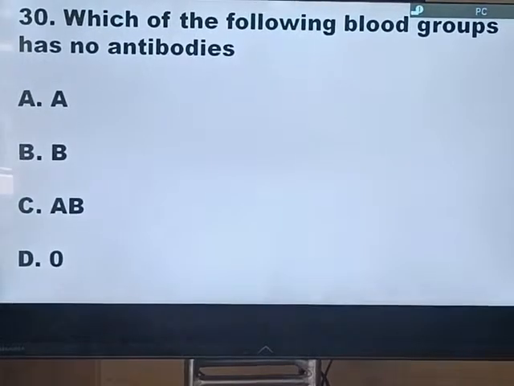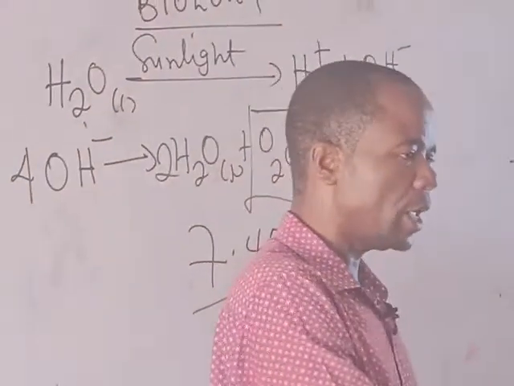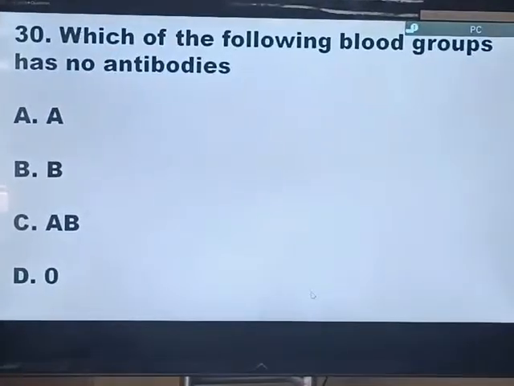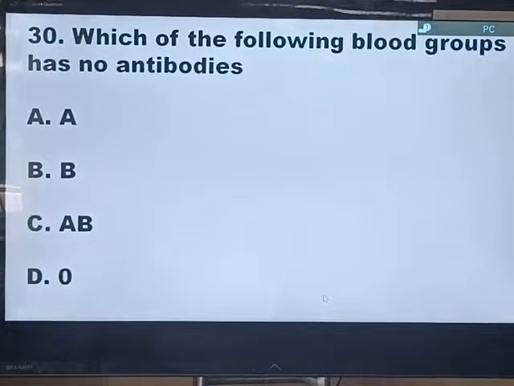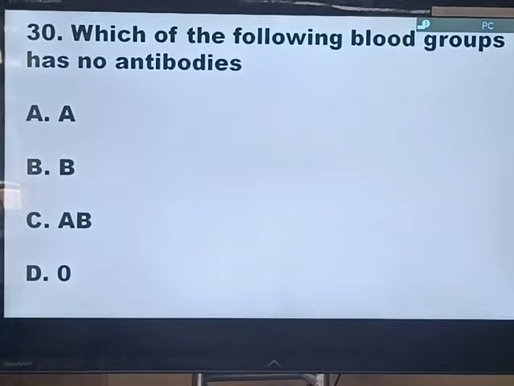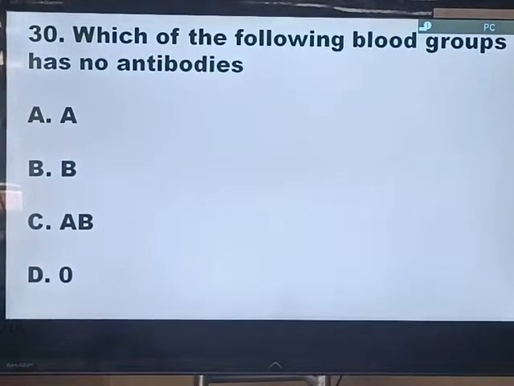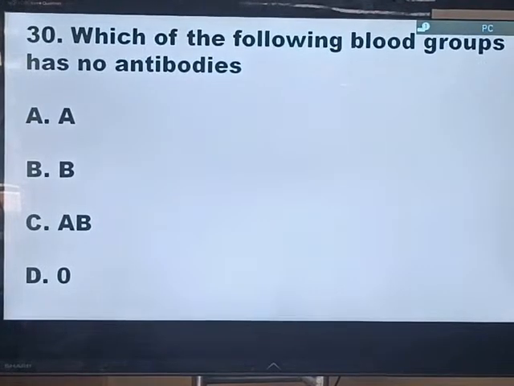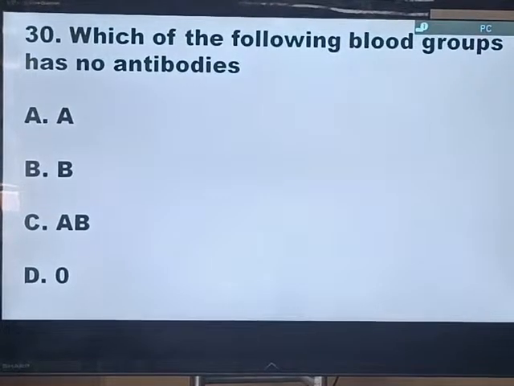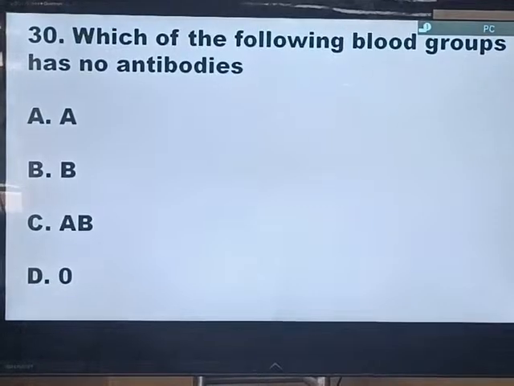Blood group AB, which is also called universal recipient because it can receive blood from every other blood group, has both antigen A and antigen B, and it has no antibody. And of course, you know that is the correct answer here. And then blood group O has no antigen, but it possesses both antibodies A and B. So if the question was changed and now says, which of the following blood groups has no antigen? What would be the answer now? That's blood group O. Blood group O does not have any antigen, but it possesses both antibodies A and B. Whereas blood group AB has both antigen A and B, but has no antibody.